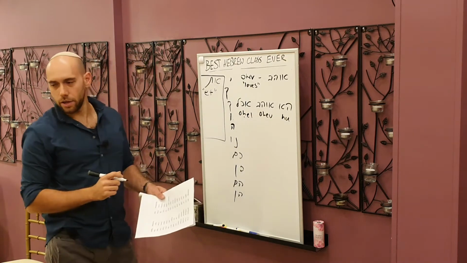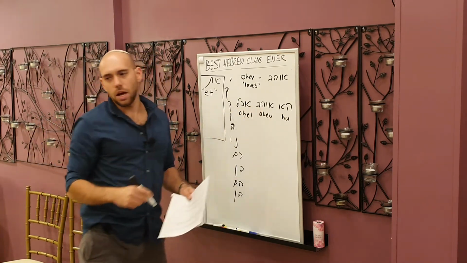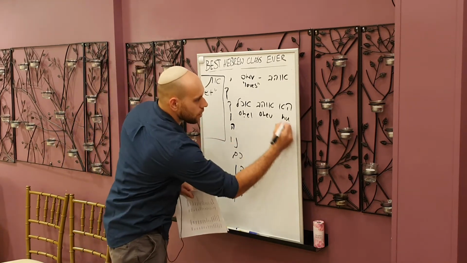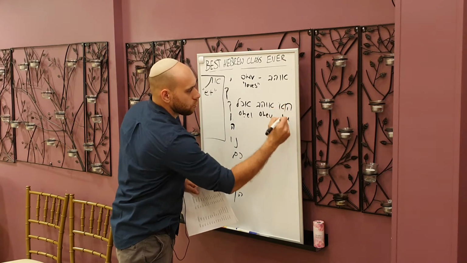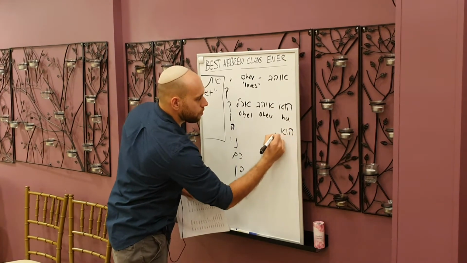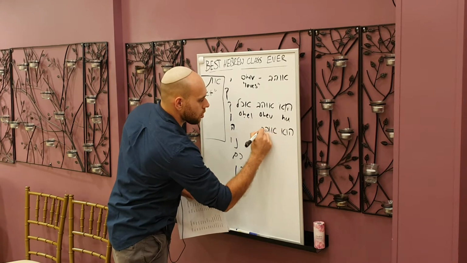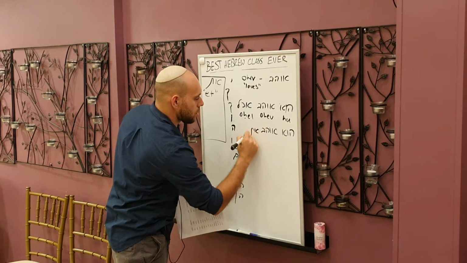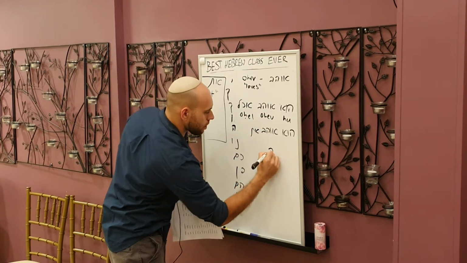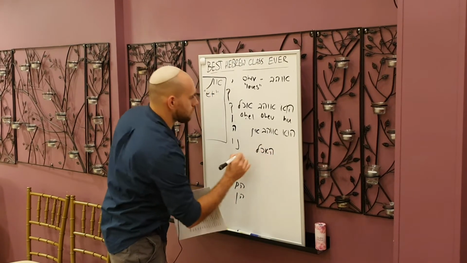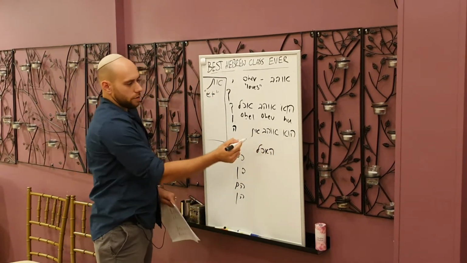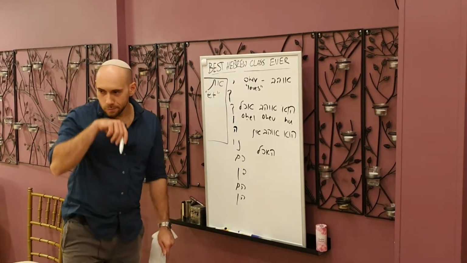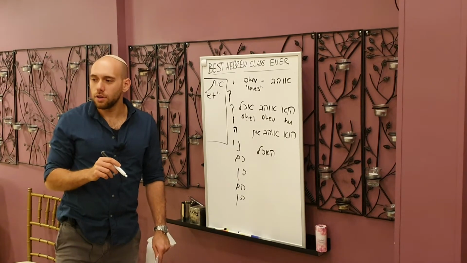Hu ohev ochel. Okay? If I want to say he loves this specific food that we're talking about that's on the table, I would write hu ohev et ha'ochel. He loves the food. Would you not say hu ohev ha'ochel?